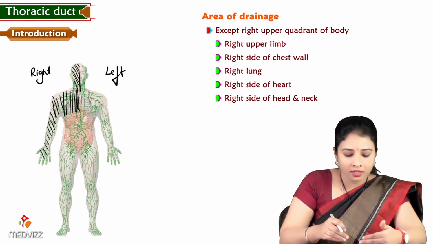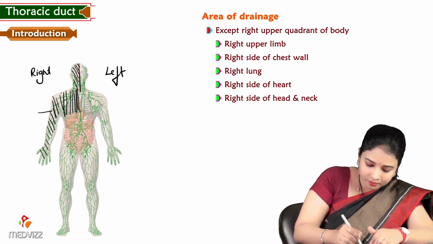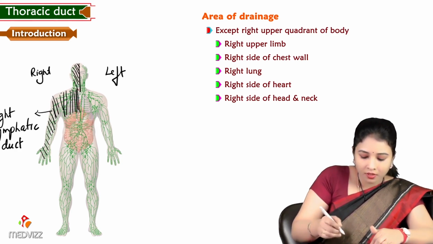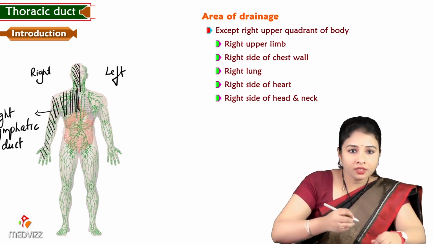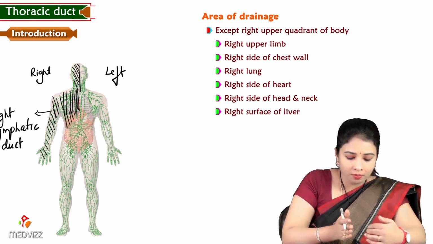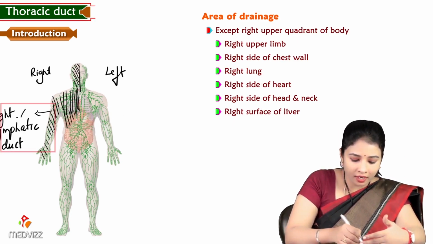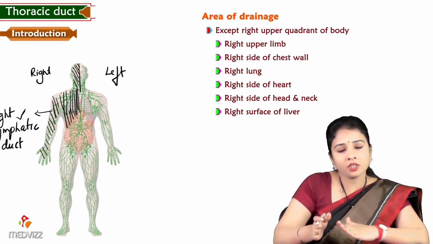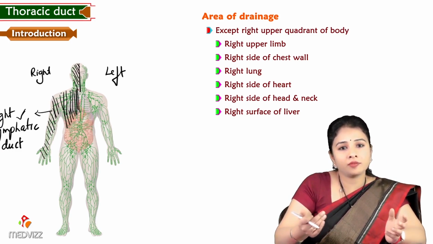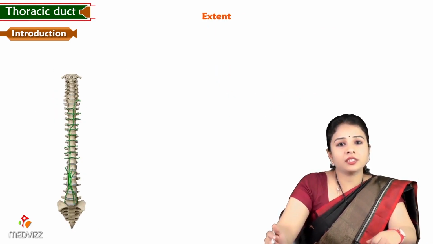So from these areas, the lymph is drained into the right lymphatic duct, whereas the rest of the body, even the right surface of liver. So this right upper quadrant of the body drains into the right lymphatic duct, whereas the rest of the left side of the body and the lower abdomen and both the lower limbs, right and left, drain into the thoracic duct. Let's see the extent of the thoracic duct.